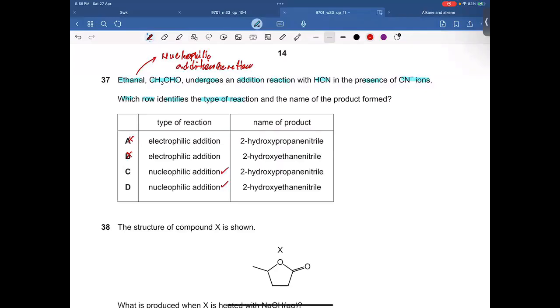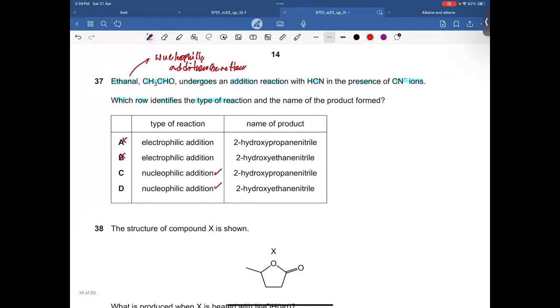Now let me write the whole structure which I've given you in the class. This is CH3. This is CHO. If you're reacting it with HCN in the presence of cyanide, first of all, this cyanide reacts with the carbonyl carbon. At the same time, the pi bond shifts onto the oxygen atom. You will get an intermediate with a charge of minus on the oxygen atom. So this is CH, this is CN. Okay, this is my first step, guys.